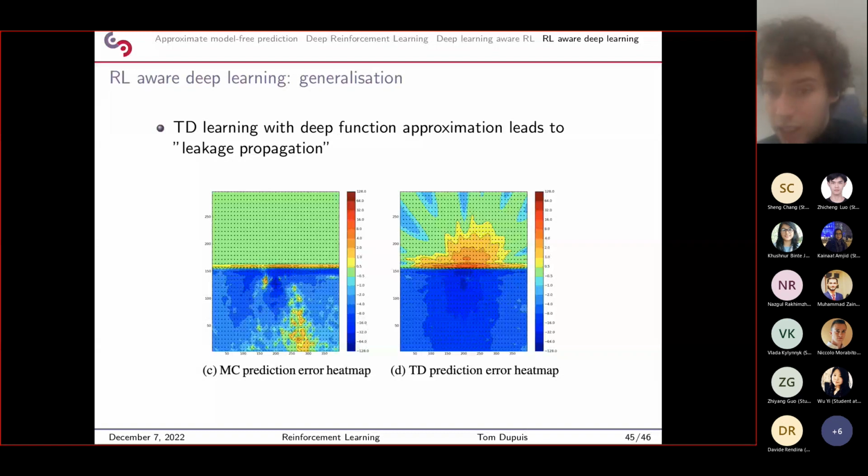On the other hand, temporal difference prediction with deep learning has some leakage problem, where you can already see the idea that the loss function is smooth, and because it's optimizing some sort of oval at the center, it's not able to make this clear distinction.